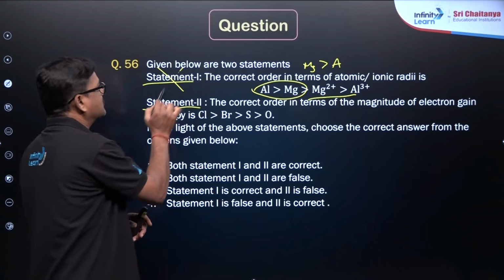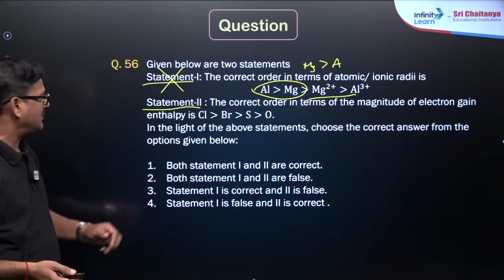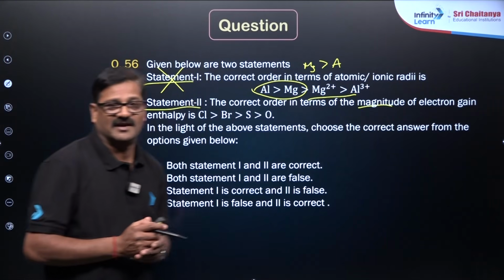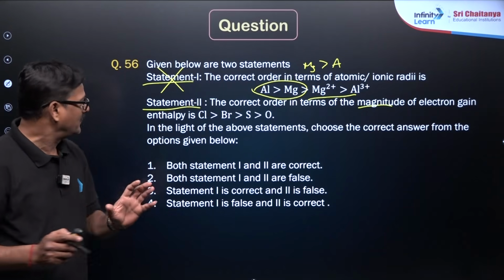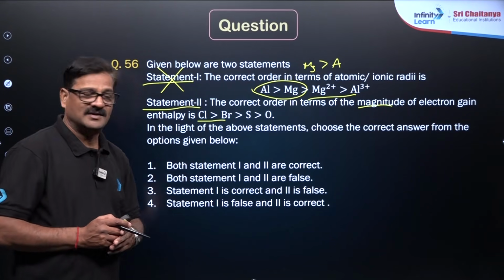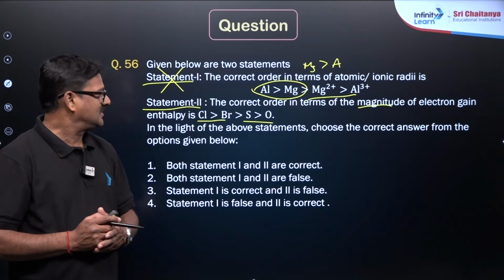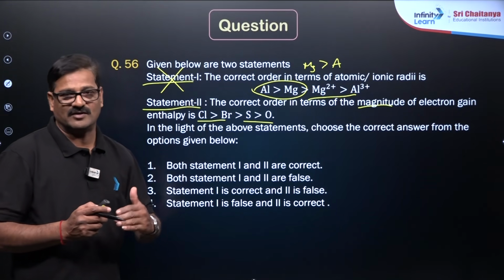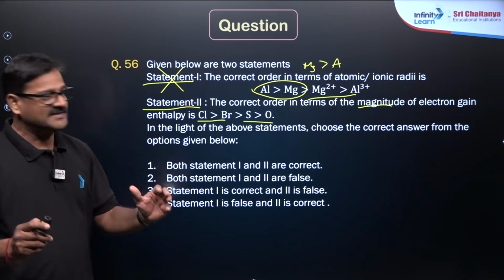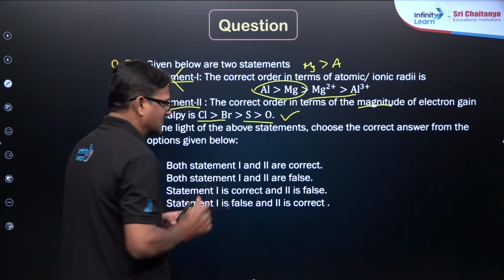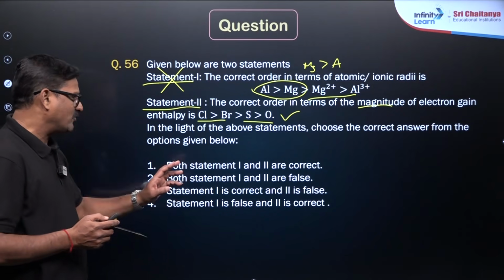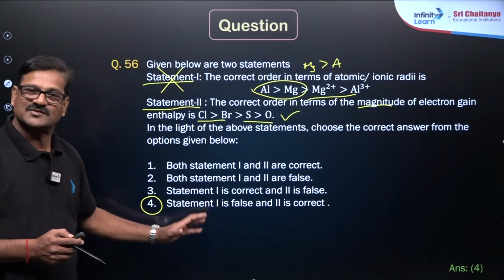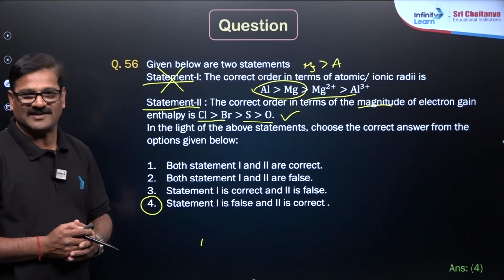Therefore, I would say statement 1 is a wrong statement. Statement 2 is about the order in terms of magnitude of the electron gain enthalpy. You have to take the value only, and chlorine is greater than bromine, sulfur is greater than oxygen. Yes, of course, second period electron gain enthalpy is less as compared to the third period electron gain enthalpy. Based on that, I would say statement 2 is correct. So statement 1 is false and statement 2 is correct. My answer for this question is going to be so tricky. Here option 4 is the correct answer for this question.